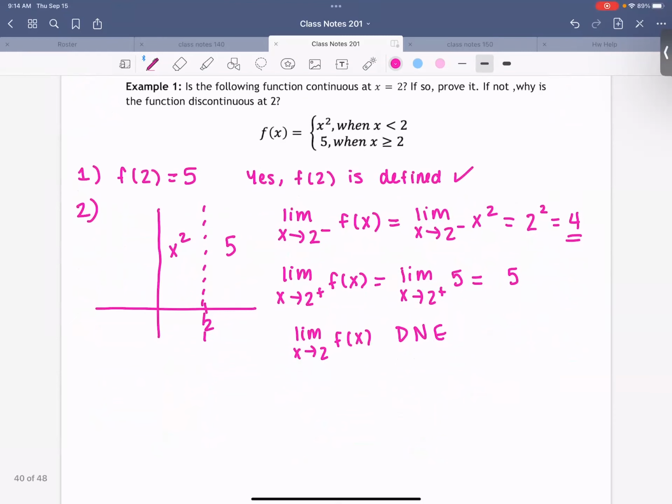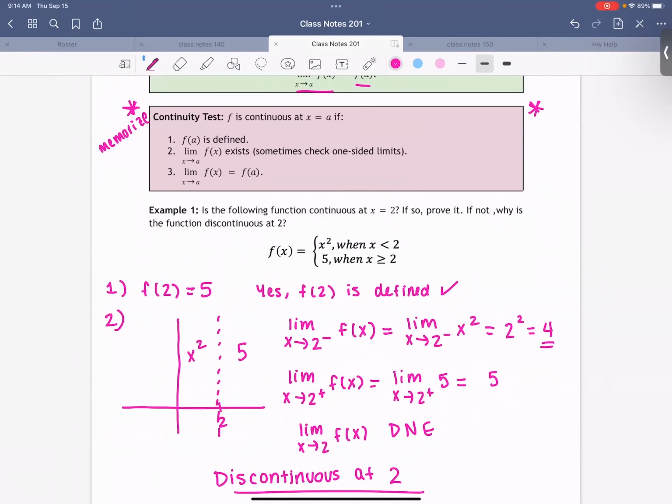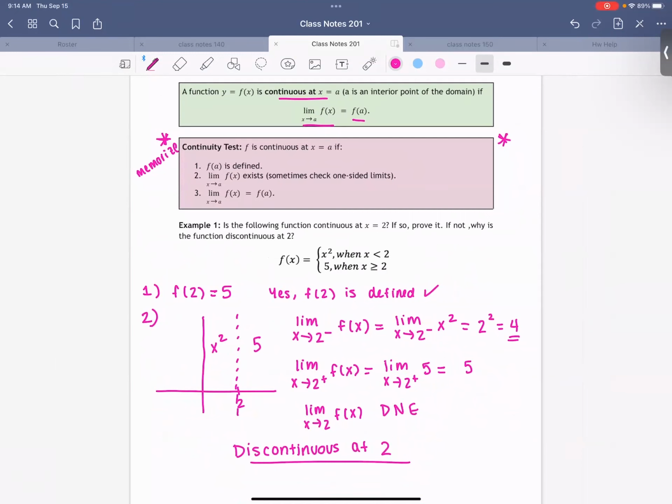Discontinuous, good. I just hear people saying "dis." Discontinuous at 2. Okay, do I need to check my third part of the continuity test? No, right? Because I already found out that the function doesn't satisfy number 2. So I don't need to check number 3, because I already found that it disqualifies one of the parts of our continuity test. Okay, so don't check rule 3 if you've already found that the function is discontinuous.